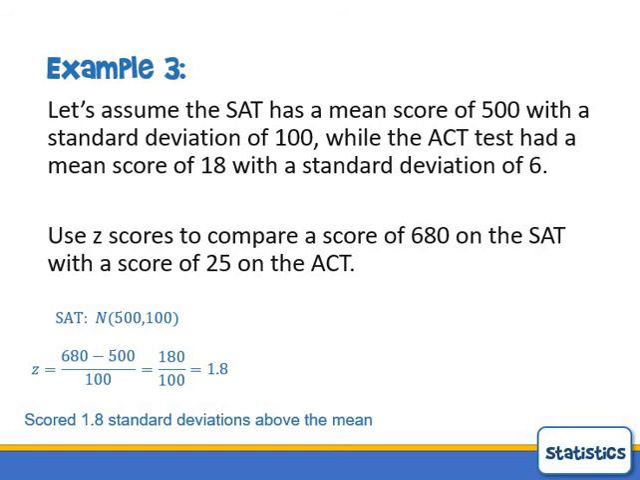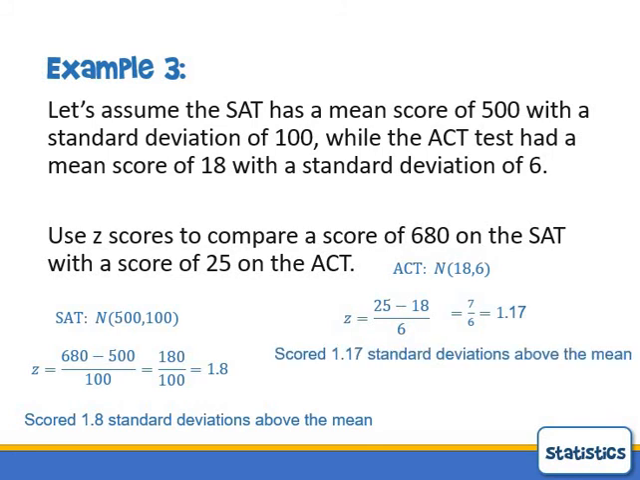We can do the same thing with the ACT, which is normal with a mean of 18, standard deviation of 6. So we take a score of 25 and subtract the mean and divide by the standard deviation. We wind up with 7/6, or 1.17, which means that the 25 on the ACT is about 1.17 standard deviations above the mean. So that allows us to compare them.